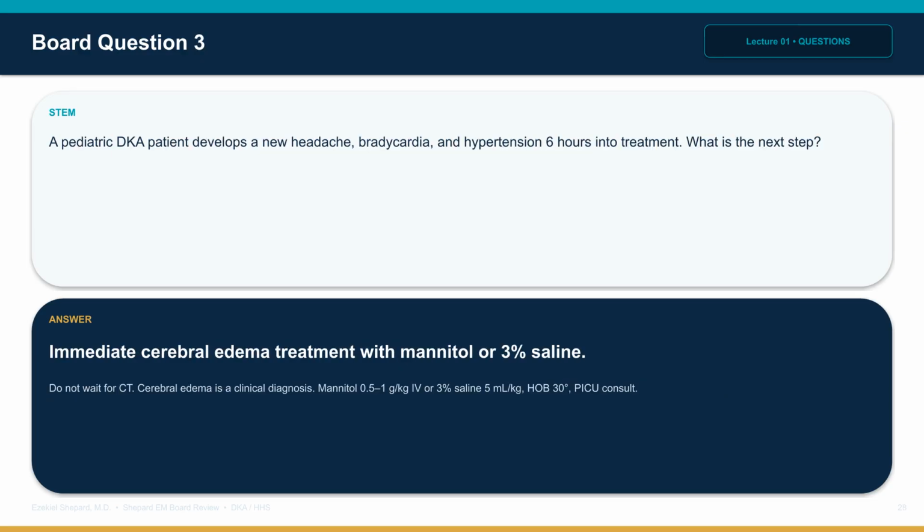Question 3. A pediatric DKA patient develops a new headache, bradycardia, and hypertension 6 hours into treatment. What's the next best step? If you said the answer is immediate treatment for cerebral edema with mannitol or hypertonic saline, you're correct. You don't wait for the CT scan. The board trap is performing imaging before treating a clinical diagnosis of cerebral edema.